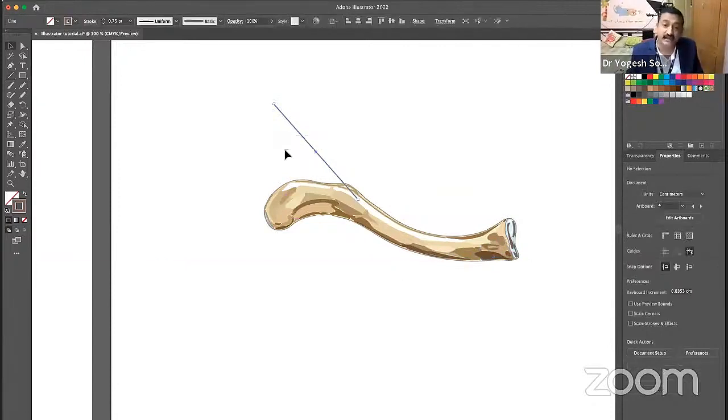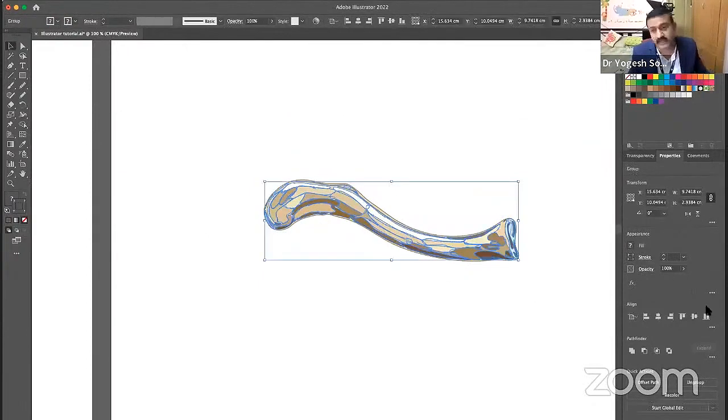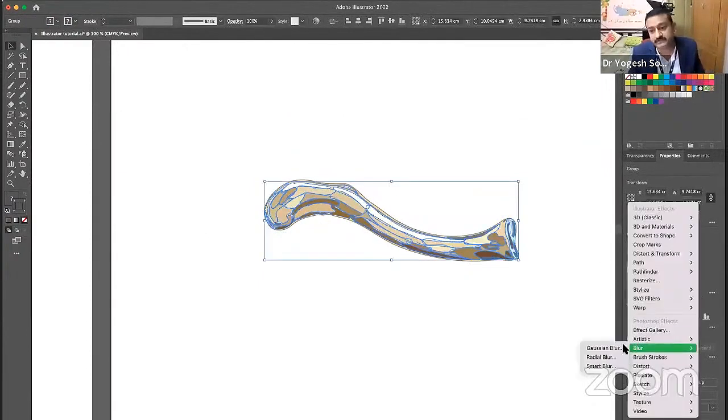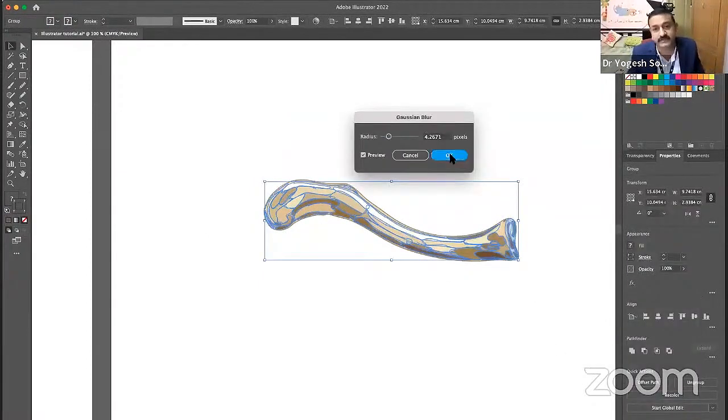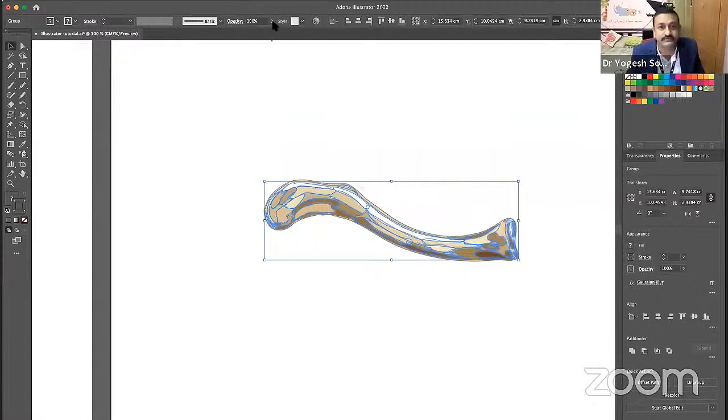So the highlights and the light we have to select first. After selecting this one, I am going to apply again the Gaussian blur and just applying the Gaussian blur here. And I am going to reduce the opacity to 40% approximately.